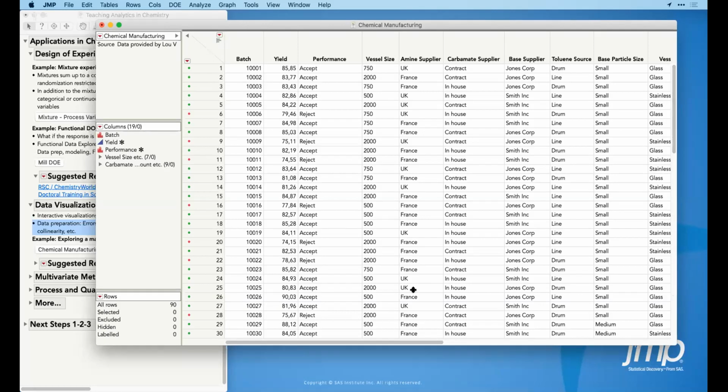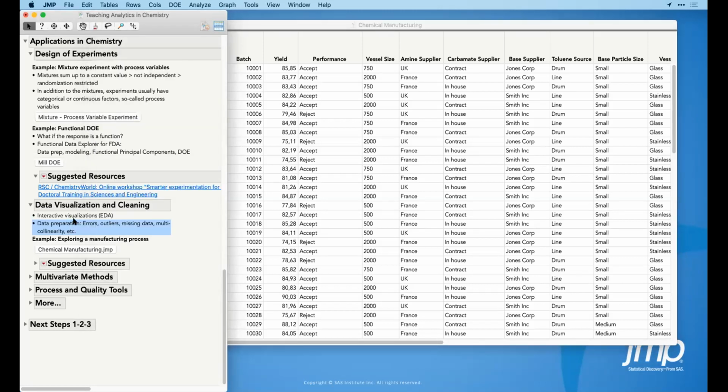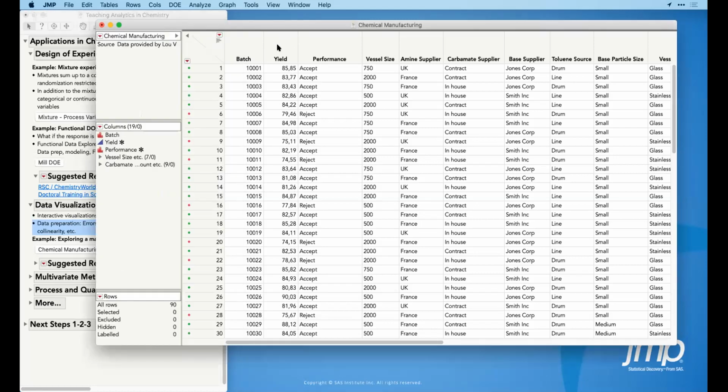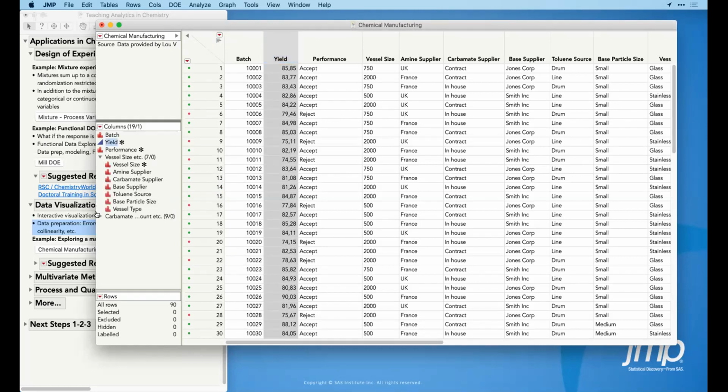So here we have a manufacturing process for a chemical drug, and we see the yield, and the yield is a percentage, and we want to understand which of our process settings, and there are many categorical and also continuous settings for our process, which of them are really important. So we start to do some data mining and look for some patterns and clues.